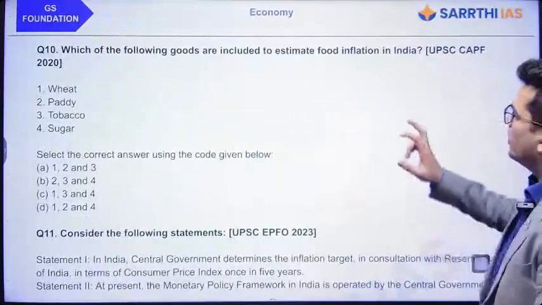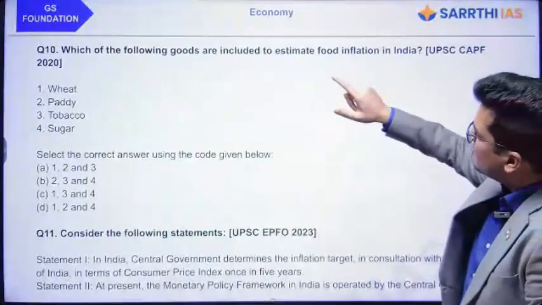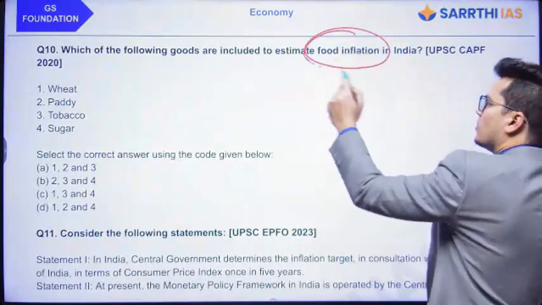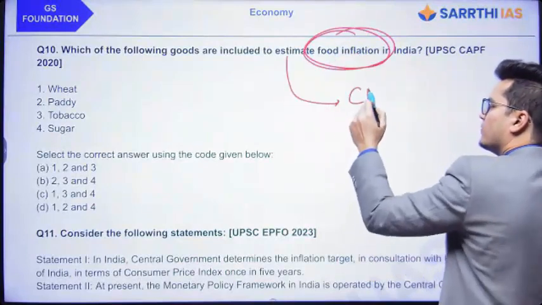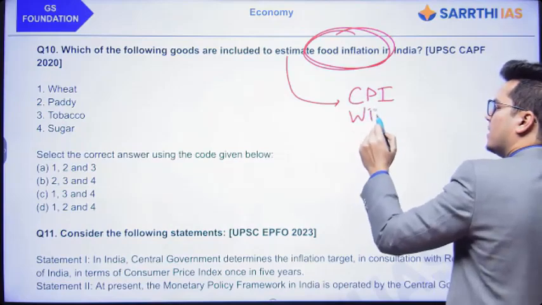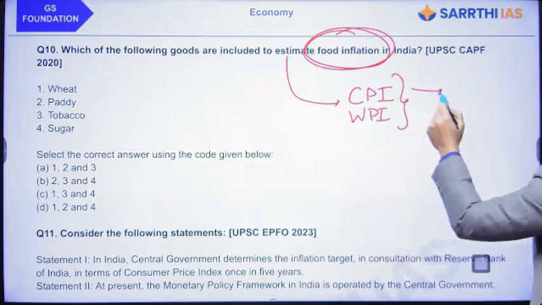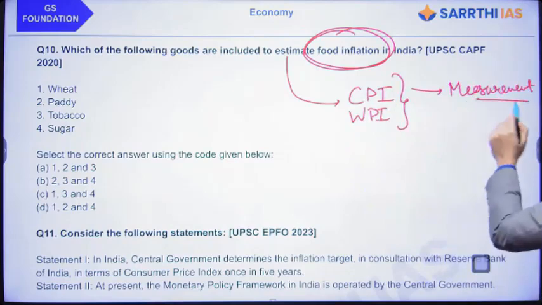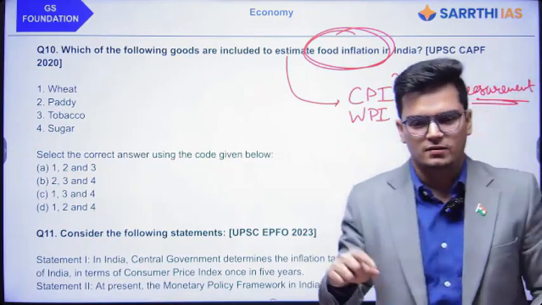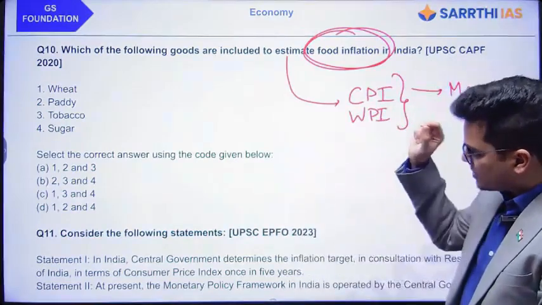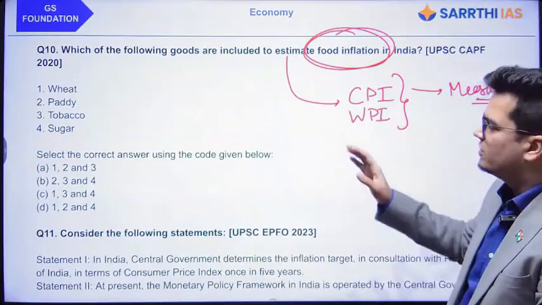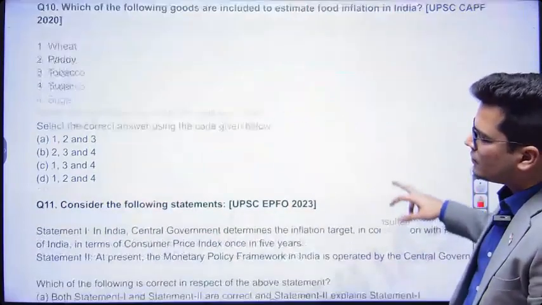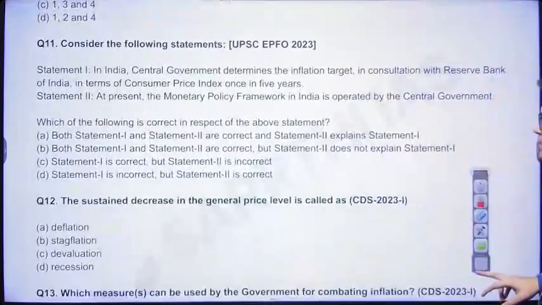Now, which of the following are used to estimate the food inflation in India? Now, to estimate food inflation, again, this becomes a topic. This topic where we see terms like CPI, WPI, this topic fits into measurement of inflation. This is one of the key topics we are going to study today only. ये topic हम आज ही पढ़ने वाले. Measurement of inflation, how it is done. First we'll understand the concepts. Tomorrow we'll understand the facts of it.